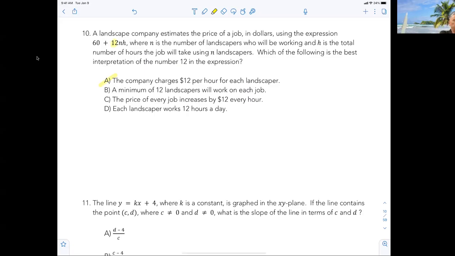This 12 is a rate. It's simply what? $12 per hour, right? Because N is the number of landscapers, and H is the number of hours you're going to work. Is everybody with me on that? All right. Again, that's just me because I know what Y equals MX plus B is. All right. Is everybody happy with that explanation?